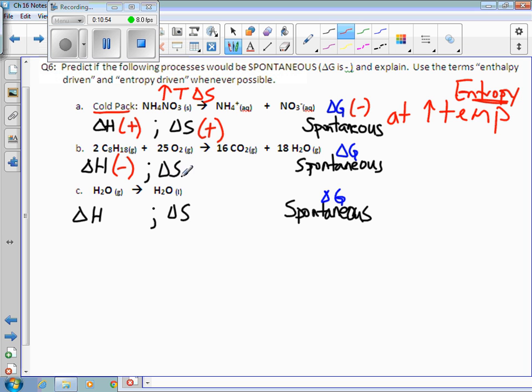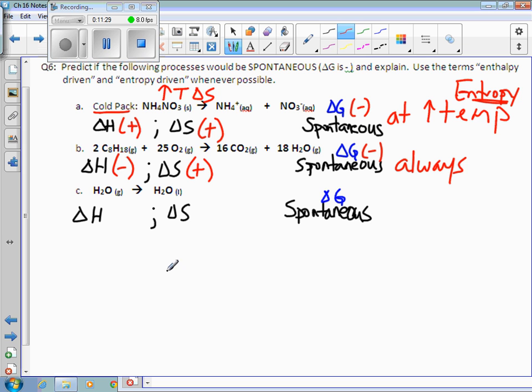What about entropy? Let's see here. So we got 25, 26 gaseous particles, and then 16 plus 18 is 32, 33, 34. So you're going from 27 gaseous particles to 34 gaseous particles. That sounds like an increase in disorder. So that's going to be positive. All right, so basically favorable. Delta S positive, increasing disorder, favorable. So what's the only possibility for delta G? Delta G is going to be negative, spontaneous always, at all temperatures.